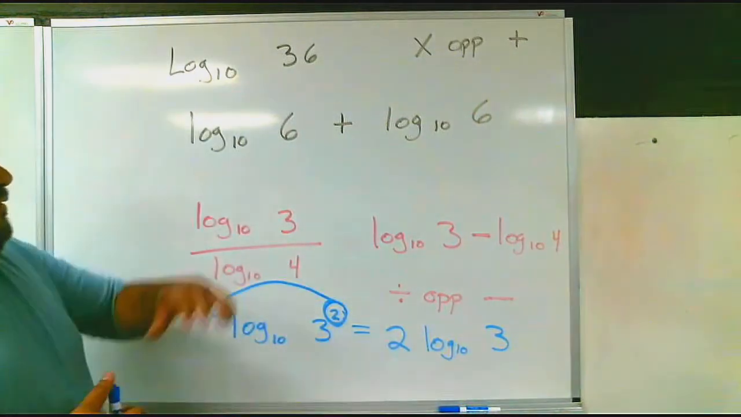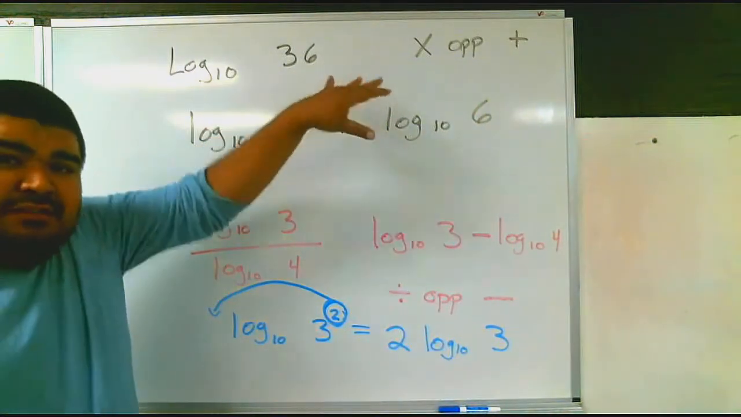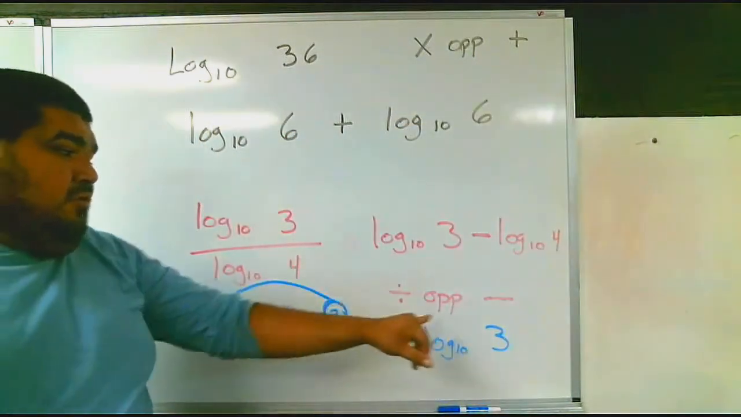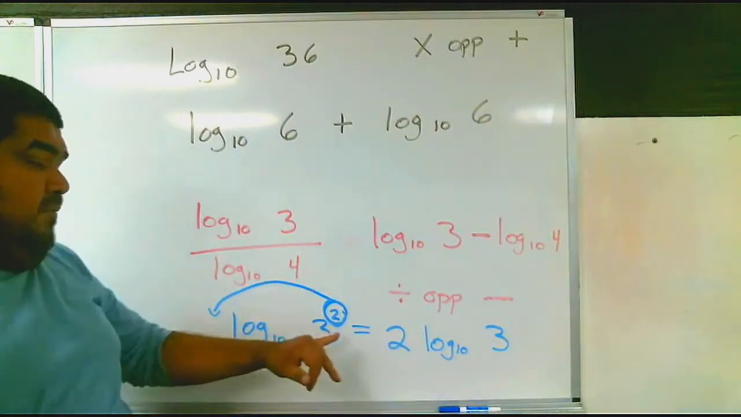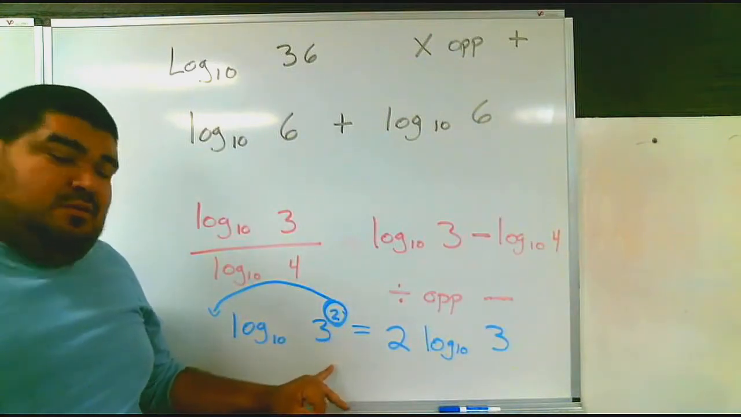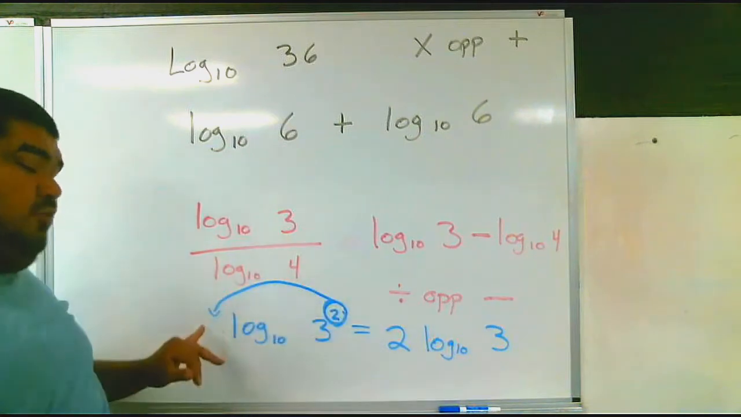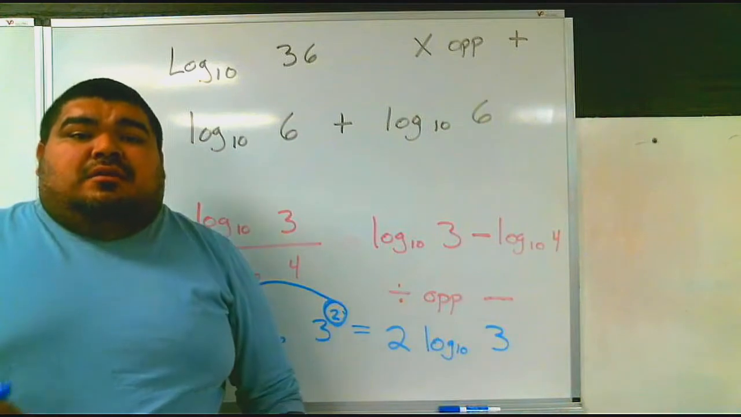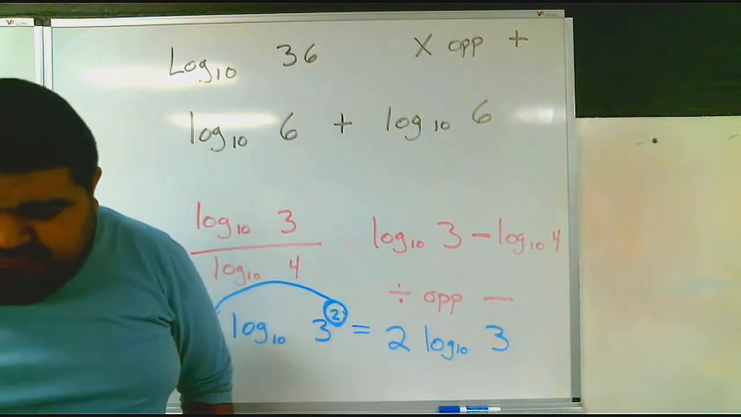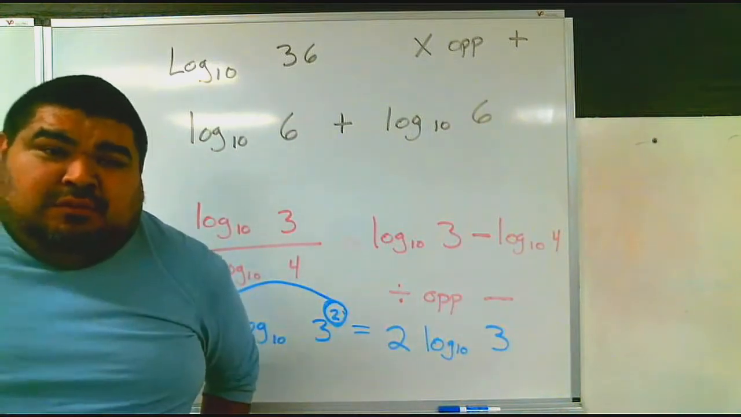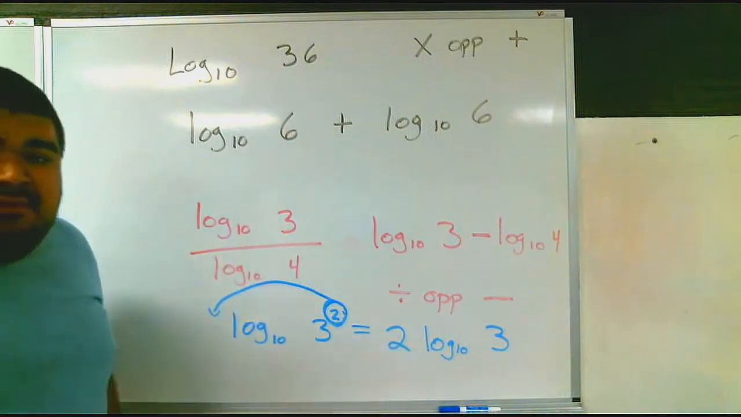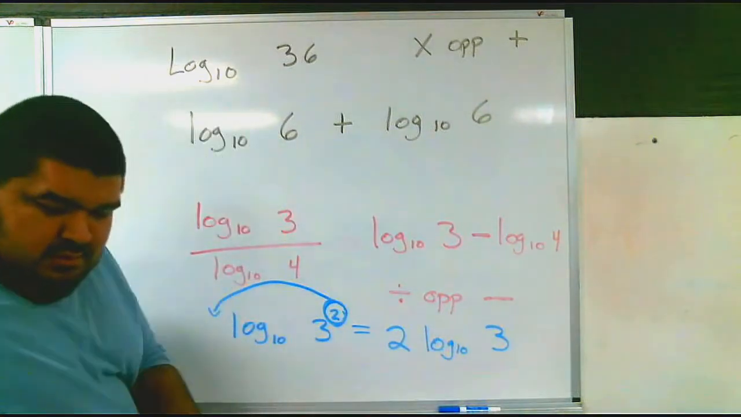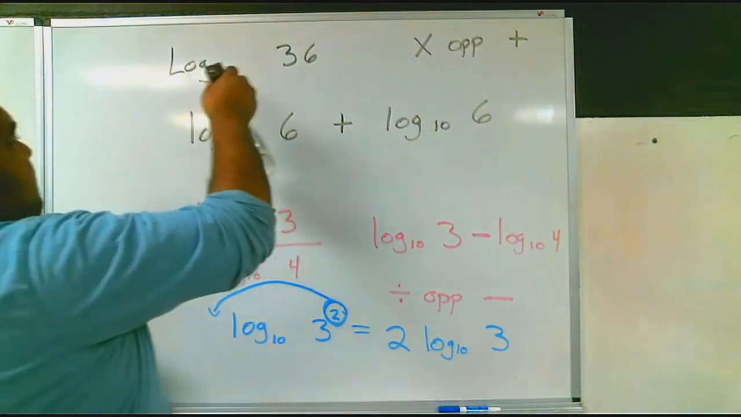So we have 3 rules. When breaking down logs, from multiplication, you add them. From division, you subtract them. And if you want to get rid of an exponent on a log, you move it to the front of the log. Now that you know these very basic rules, make sure you write them down. We can actually start on today's concept.